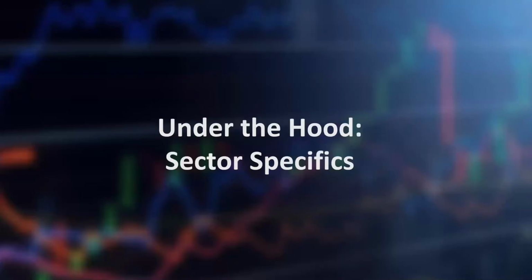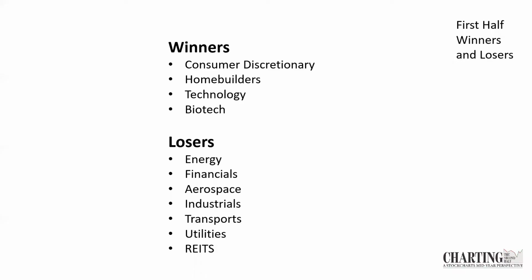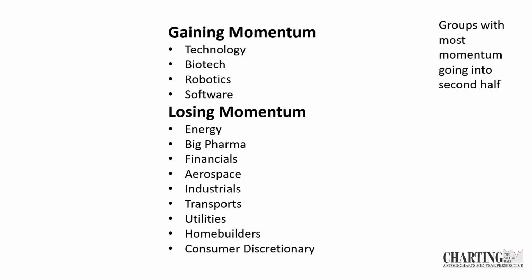So let's look under the hood here. Okay, we're going to look at some specific sectors of the market, and we'll see where we might be able to find some light. First, let's look at what winners were in the first half. Yeah, consumer discretionary, home builders, technology, biotech. We had a lot of losers. In fact, more losers than winners. We had energy, financials, aerospace, industrial, transport, utilities, and real estate investment trusts.